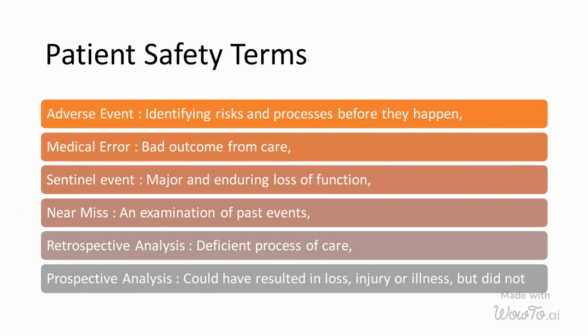Here we'll discuss some patient safety terms. Adverse event is identifying risks and processes before they happen. Medical error is bad outcome from care. Sentinel event is a major and enduring loss of function. Near miss is an examination of past events. Retrospective analysis is deficient process of care. Prospective analysis could have resulted in loss, injury, or illness, but did not.